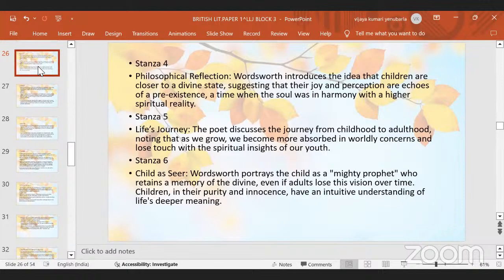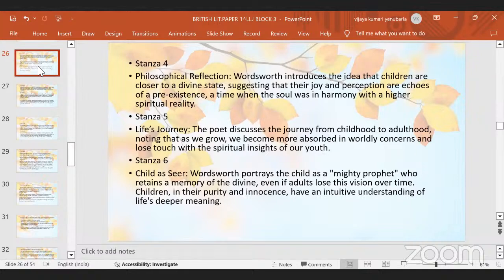So nature is connected with the divine spirit. Nature has that divine element, that divineness. So once we are slowly departing from nature, we are becoming worldly. So that is our growth. So that is our journey. So he says a child as a seer.